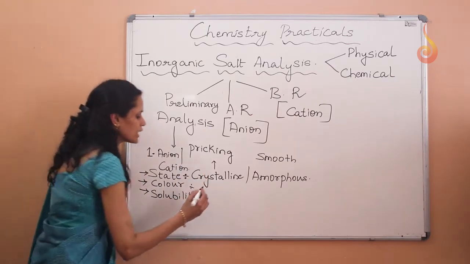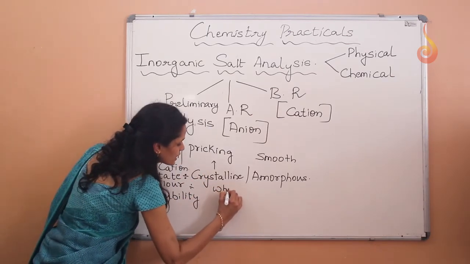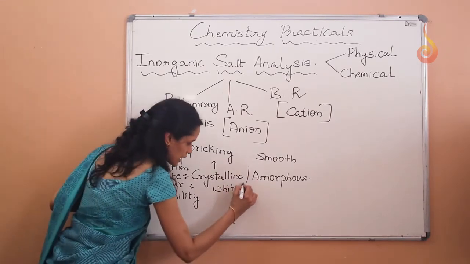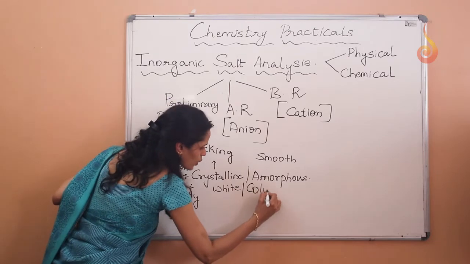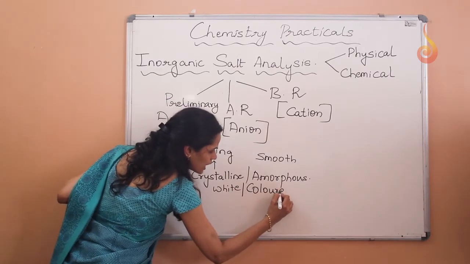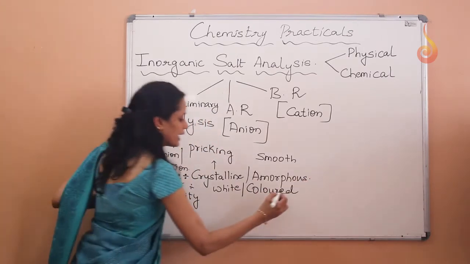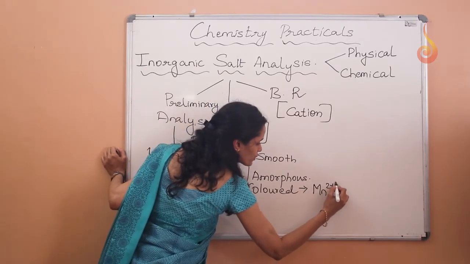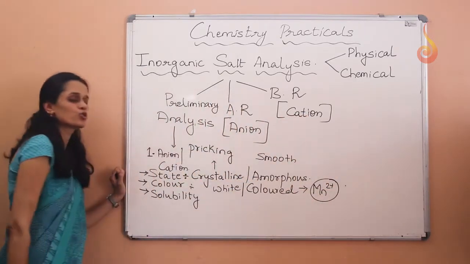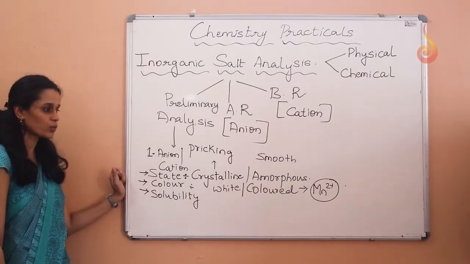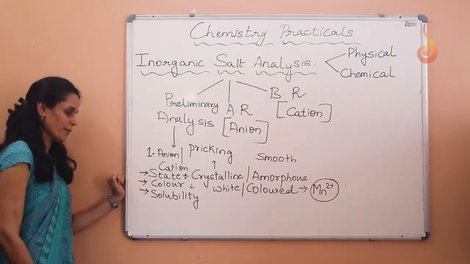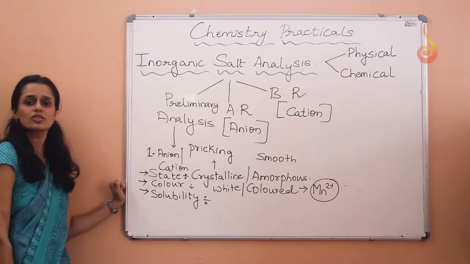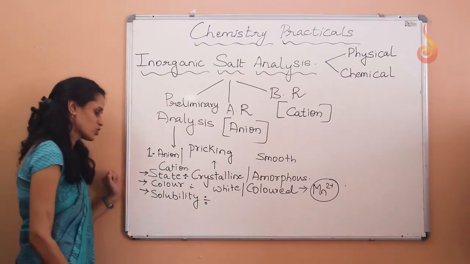Now, let us look into the color of this salt. According to the syllabus, we have either white or colorless salts, and there is only one colored salt, representing the cation Mn2 plus ion. So now the last one is we are checking the solubility of the salt.